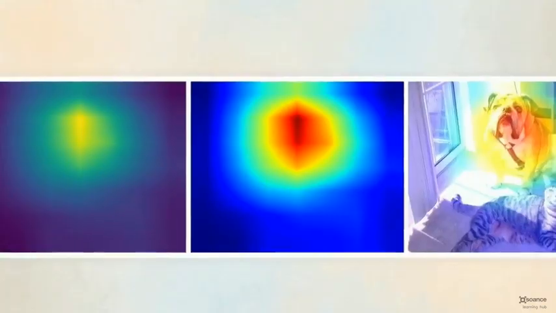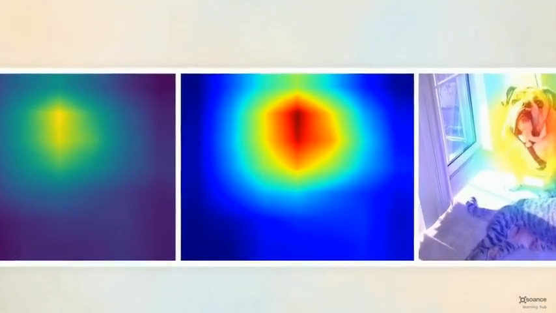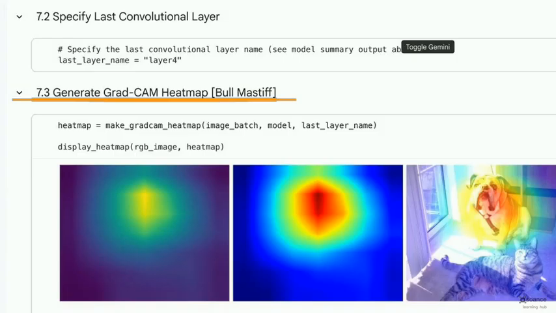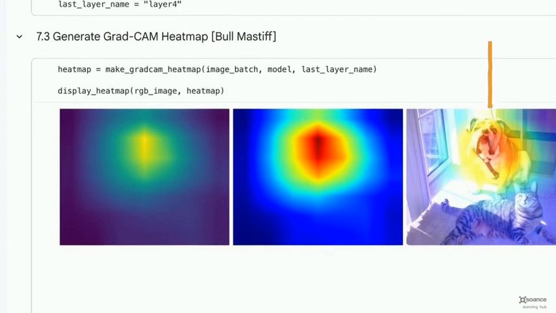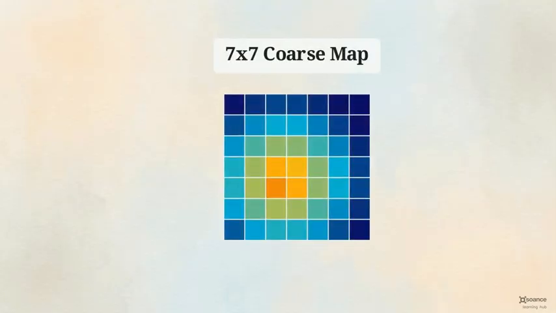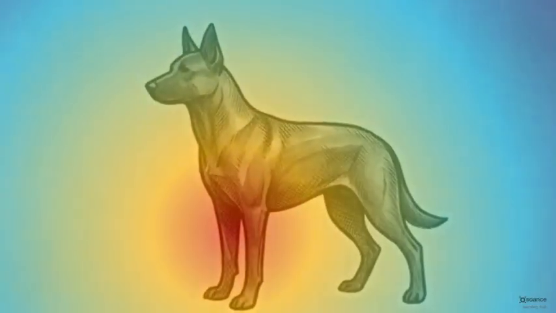We'll use a single image containing both a dog and a cat, creating a dual-class challenge to see if the model can physically separate its reasoning. This sequence shows the result when we instruct the pipeline to explain its prediction for the bull mastiff class. The raw map isolates the dog's face, completely ignoring the cat lying in the foreground. Because the final feature map is incredibly small, usually just 7 by 7 pixels, we upsample the output to perfectly match the spatial conventions of our high-resolution input image.